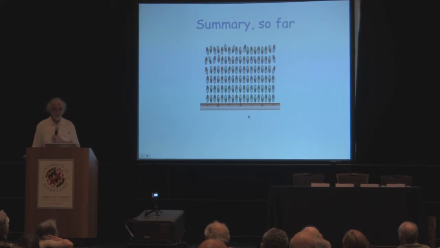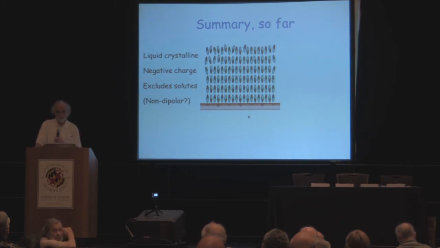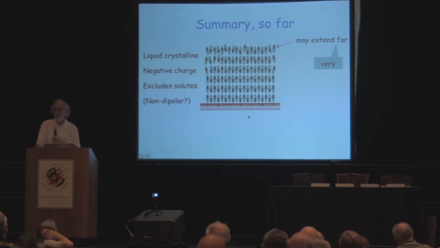I'll tell you more in a moment. But so far, where have we been? We have something that looks like a liquid crystal. Not sure. It has negative charge. It excludes solutes rather profoundly. It may be non-dipolar, that's what I was alluding to, and I'll get to that in a moment. And one of the more important things is that it may extend pretty far from the interface, from the surface.